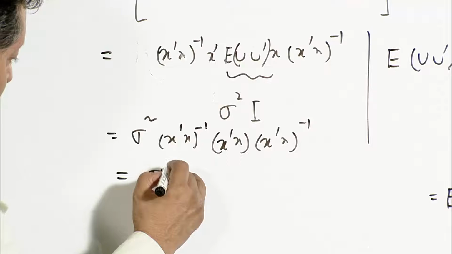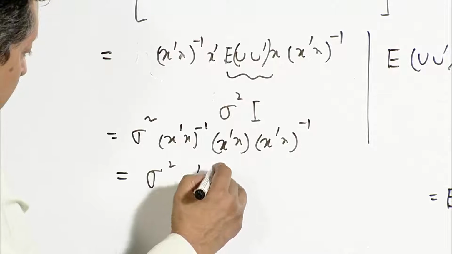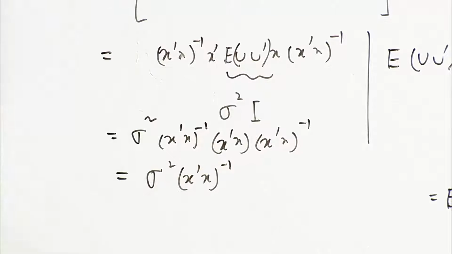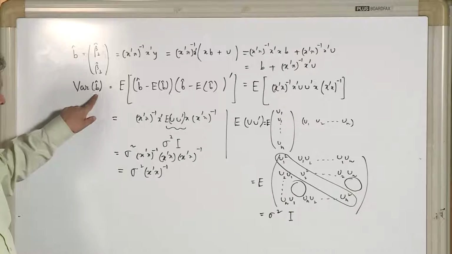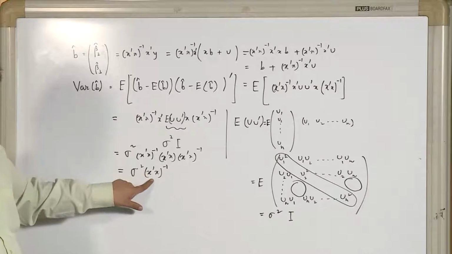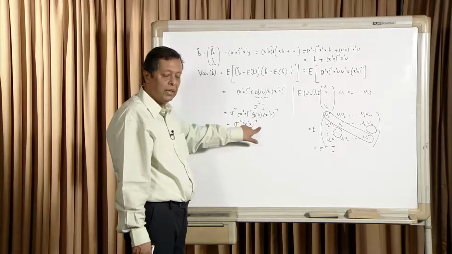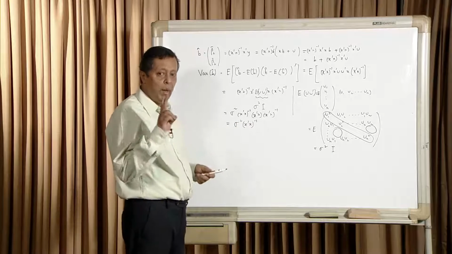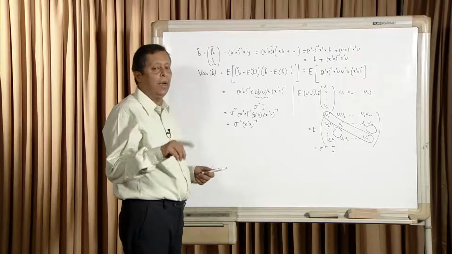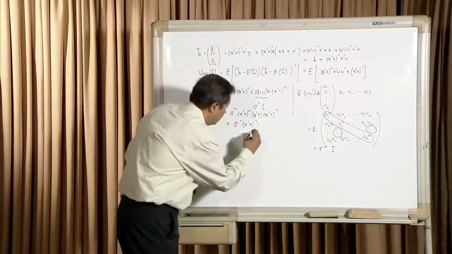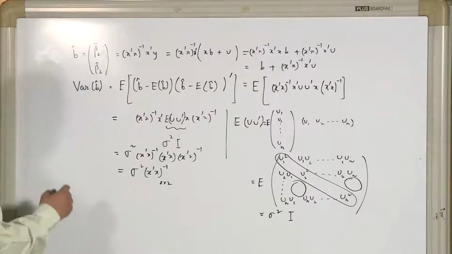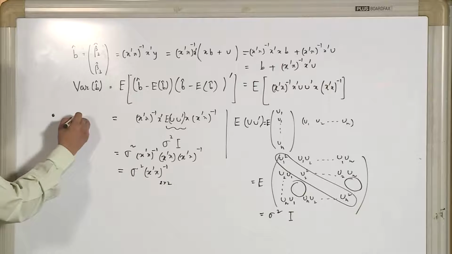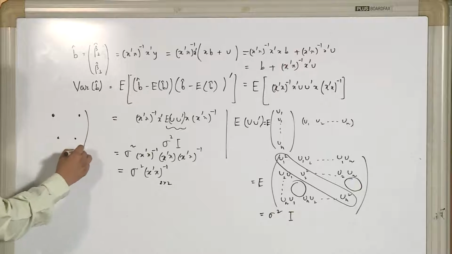So, we have sigma square (X prime X) inverse. Therefore, the result that we get is variance of beta hat is sigma square (X prime X) inverse. Here we have two explanatory variables X2 and X3, so the order of this will be 2 cross 2. In fact, this whole thing is in matrix form, a 2 by 2 matrix.